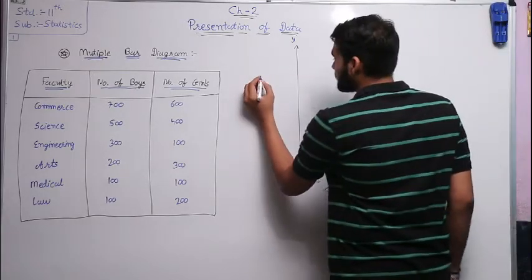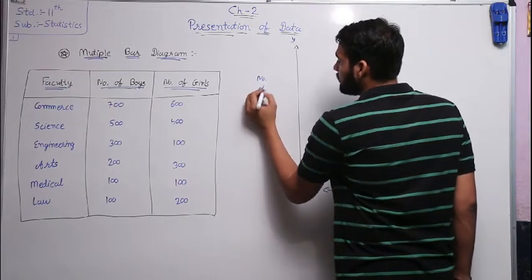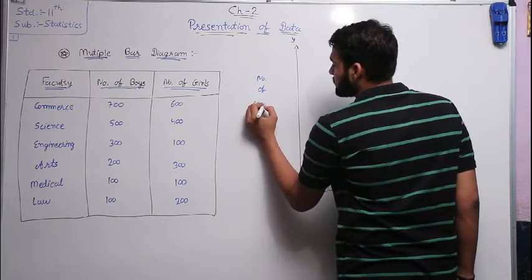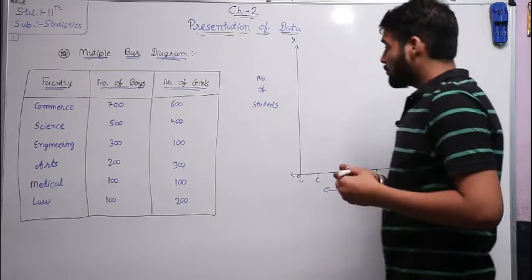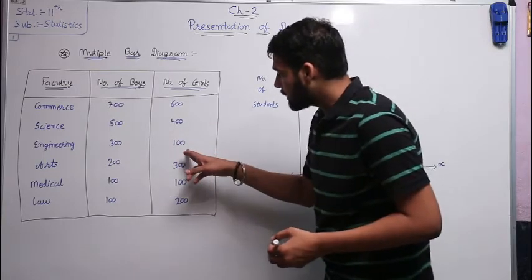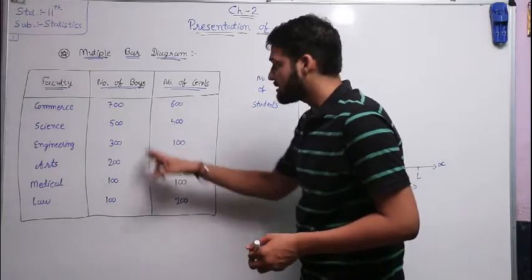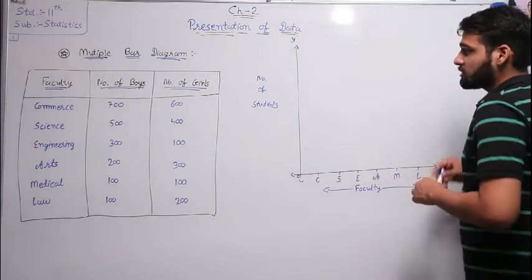On the y axis what do we mention, students? The number of students. What is the minimum number of students in the given two columns? 100, and the maximum is 700. That means we mention on the y axis up to 700 students.